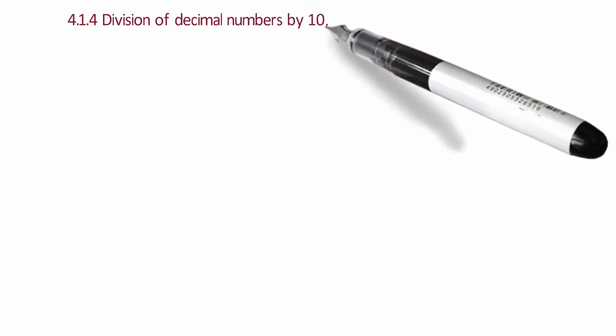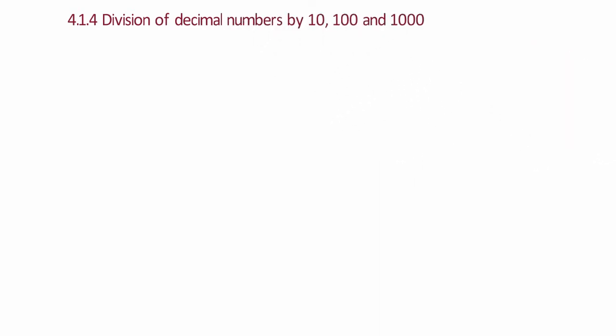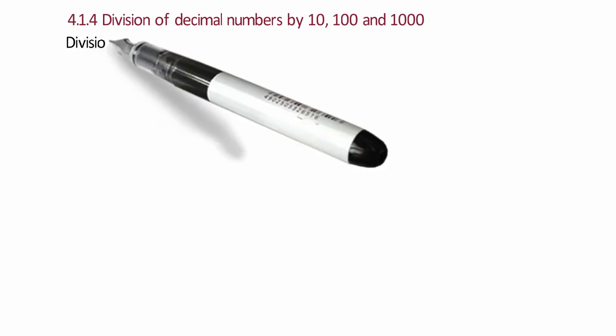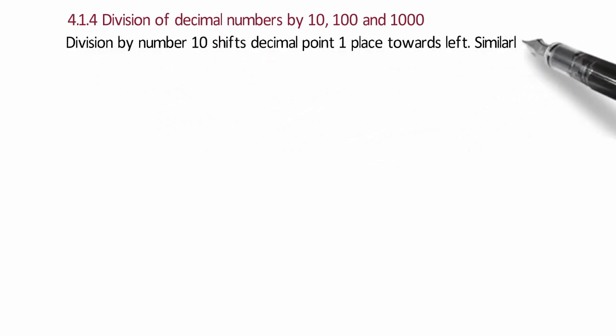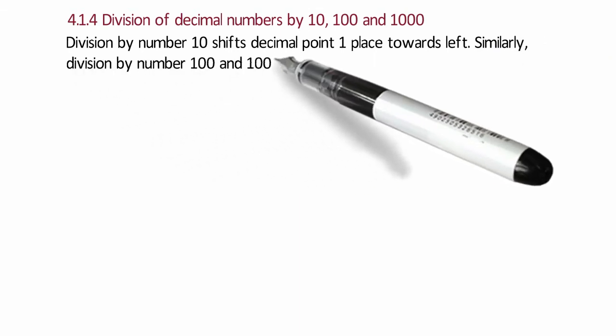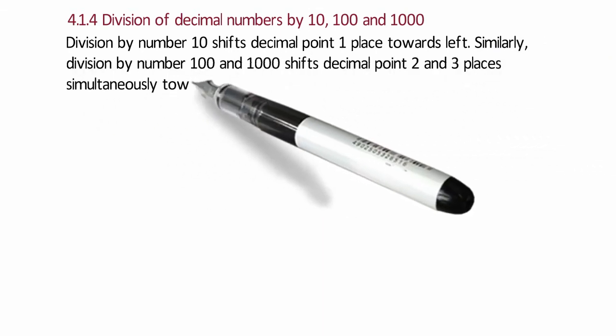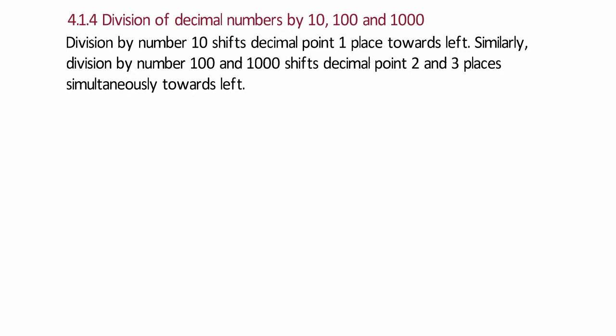Division of decimal numbers by 10, 100 and 1000. Division by the number 10 shifts the decimal point 1 place towards the left. Similarly, division by 100 and 1000 shifts the decimal point 2 and 3 places respectively towards the left.